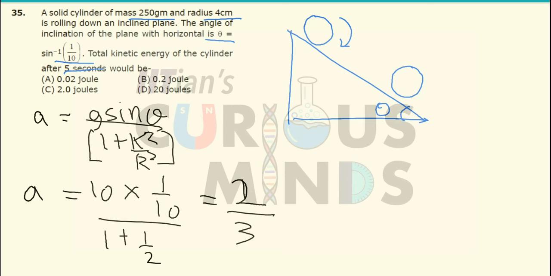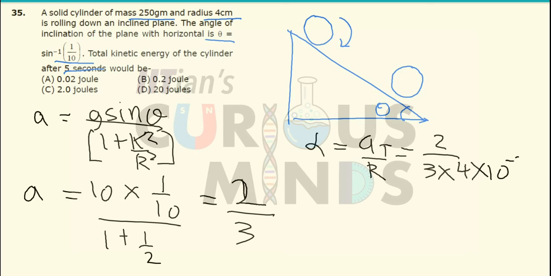In order to get the angular acceleration, it will be equal to tangential acceleration divided by radius, which is equal to 2 by 3 into radius. Radius over here is given as 4 centimeter, which is equal to 4 into 10 raised to minus 2. So this is the angular acceleration, which is equal to 1 by 6 into 10 raised to minus 2.